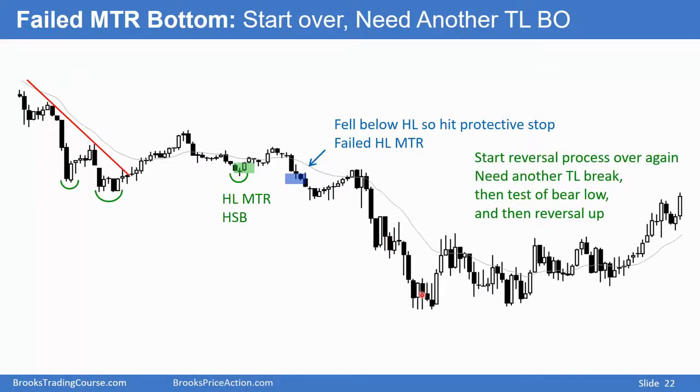The bear trend resumed. If you're looking for a reversal, you have to start the process over again. You need another break above the trend line, and then a resumption of the bear trend, and you look for the resumption of the bear trend to fail around the prior low, and then for another reversal up.